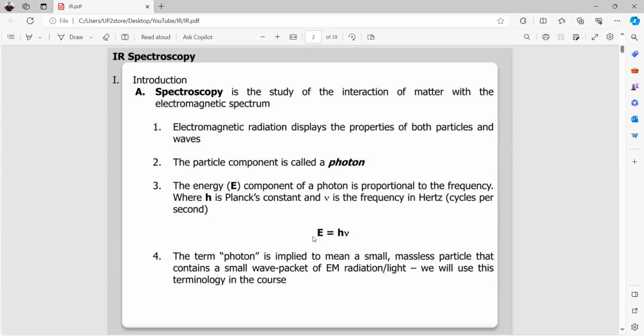As you can see in the following equation, E equals h nu, and the term photon is implied to mean a small massless particle that contains a small wave packet of electromagnetic radiation or light, and we will use this terminology in this course.